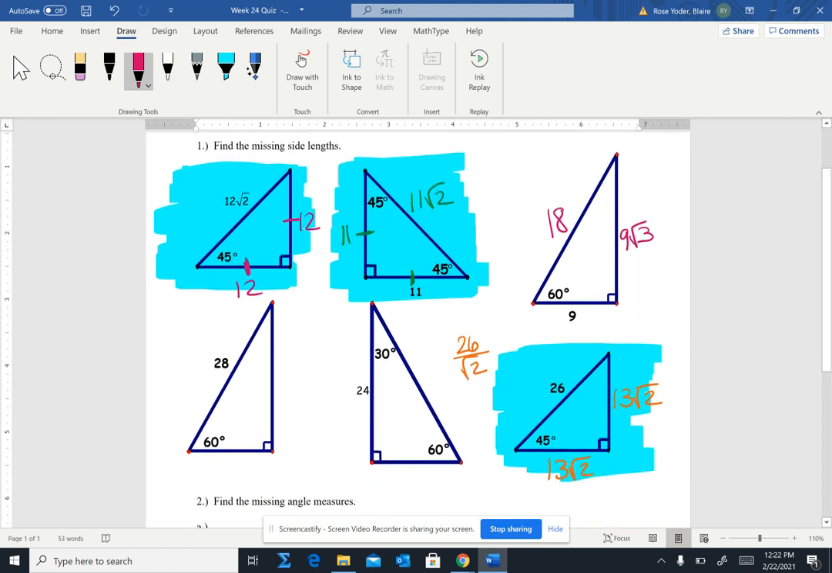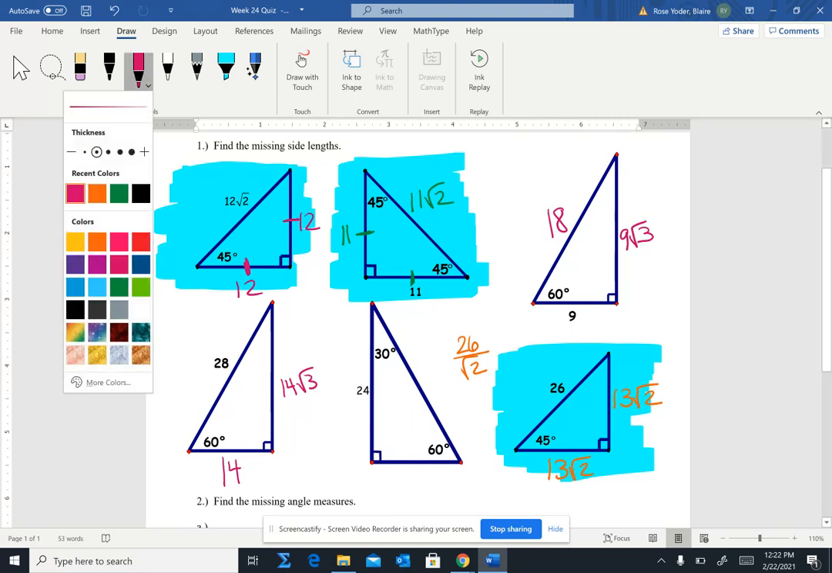So let's use that as a model to help us with this next one. If the hypotenuse is 28, we want to take half of that, and that'll be our short leg. And then always go back to the short leg, put a root 3 on it, and that will be our long leg.